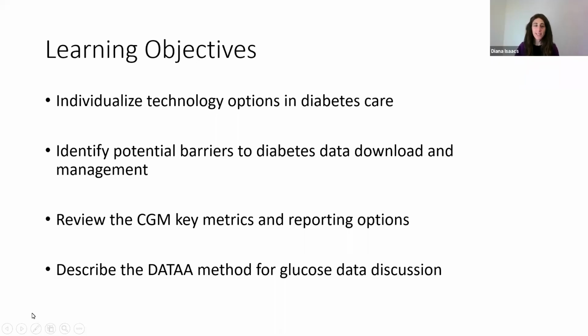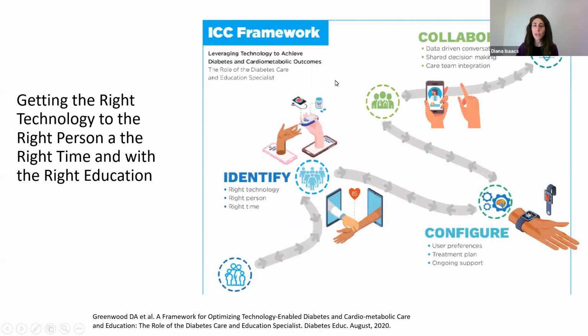By the end of the presentation, I hope that you'll be able to individualize technology options in diabetes care, identify potential barriers to diabetes data download and management, but we're also going to talk about ways to overcome that. We're going to review the CGM key metrics and reporting options to figure out what may work best in our patient care. And then I'm going to describe the data model that's actually really great for glucose data discussion and helps with clinical management. I want to share this diagram.